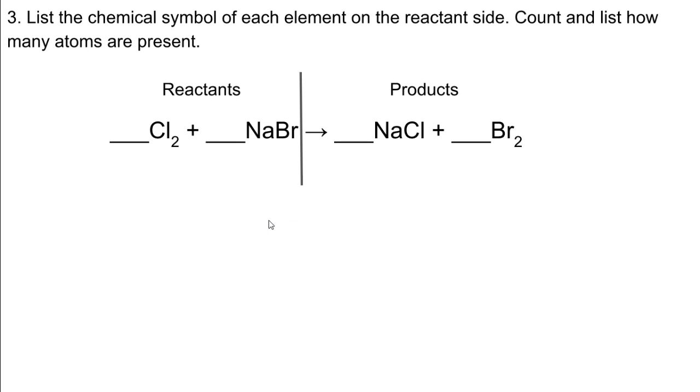We're then going to list the chemical symbol of each element on the reactant side. We're going to count and list how many atoms are present. So I'm going to go ahead and look at, I have Cl here. Now I want to start to look at what is this right here. So we have a 2 here, and these are called subscripts. And what they do is they follow around whatever element is to the left of them. They don't apply to anything else except for the one they are directly next to.